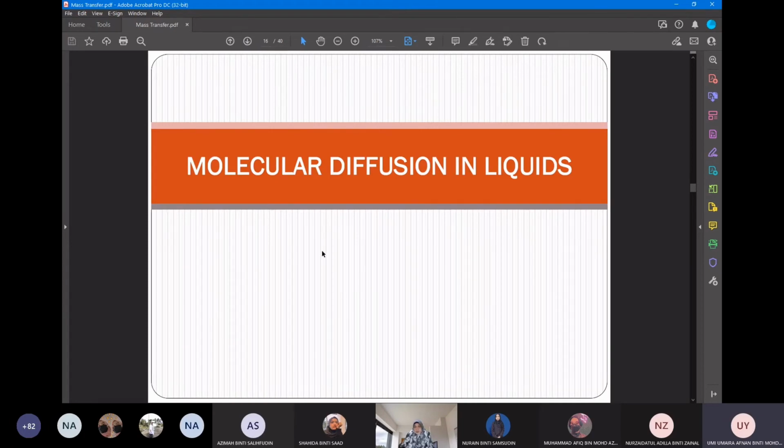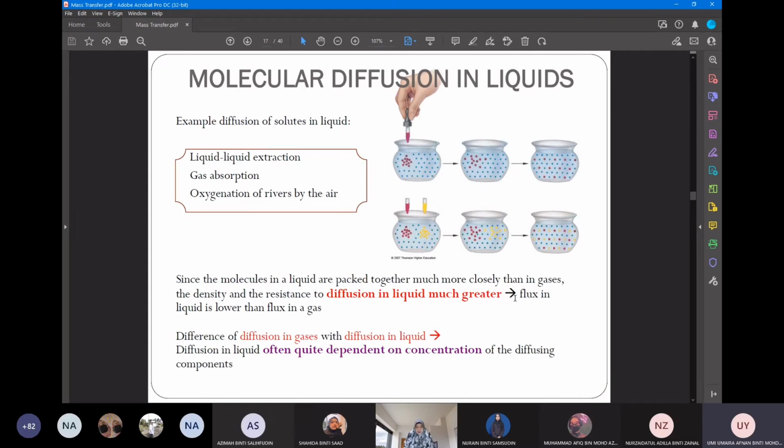I'm going to proceed to molecular diffusion in liquid. This will be explained further. The theory will be used further in the chapters that you're going to learn. Liquid extraction is an example of diffusion of solutes in liquid. You can also have gas absorption. These are the basic concepts I've explained to you already.